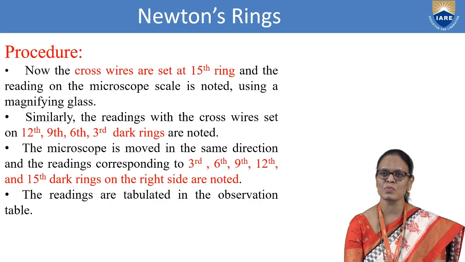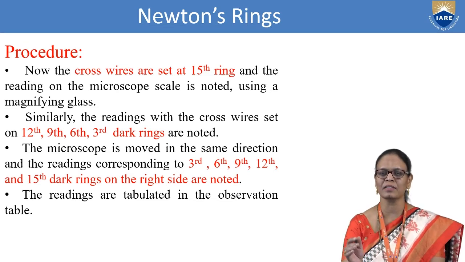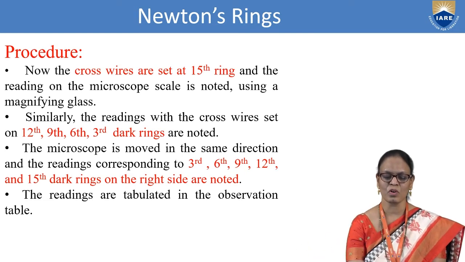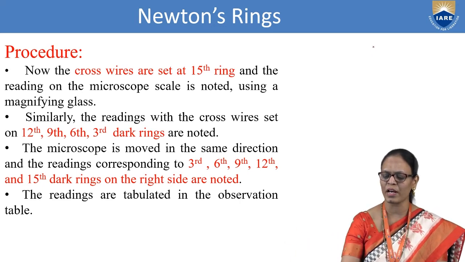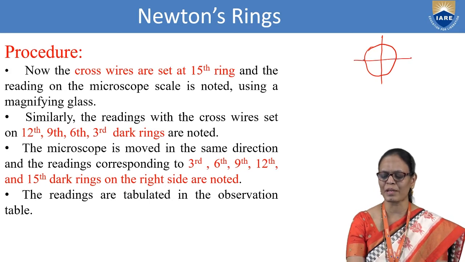Now the cross wires are set at the 15th ring. First reading we will be taking for the 15th ring, and the reading on the microscope scale is noted using a magnifying glass. Similarly, we will move the cross wires to the 12th, the 9th, 6th and 3rd. Means we will be decreasing in steps of 3. So from 15th to 12th, 9th, 6th and 3rd. So we are actually coming from the left, from one end.